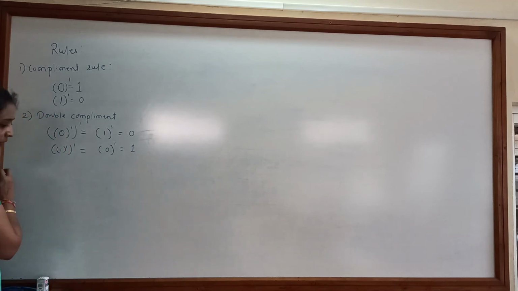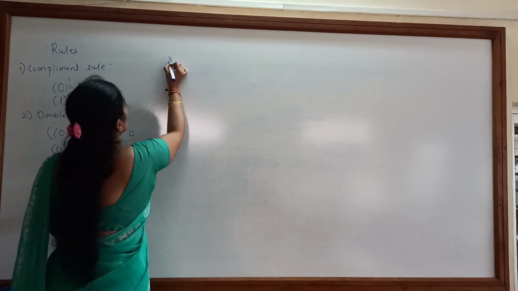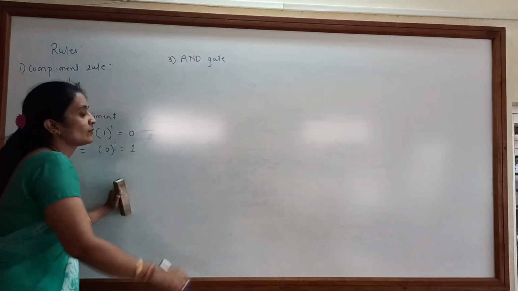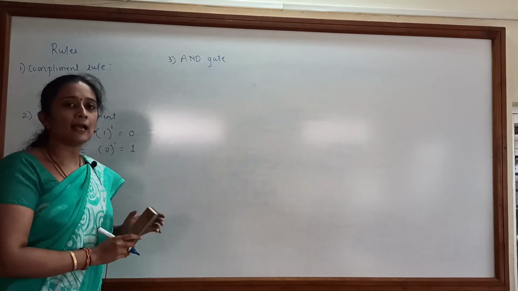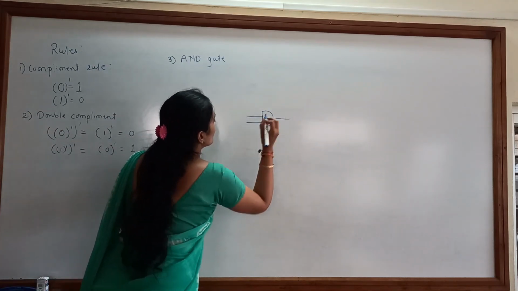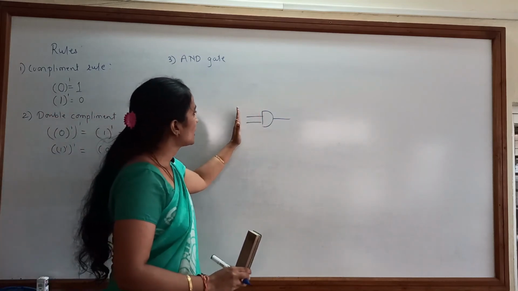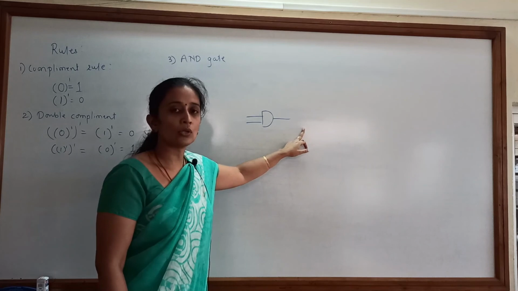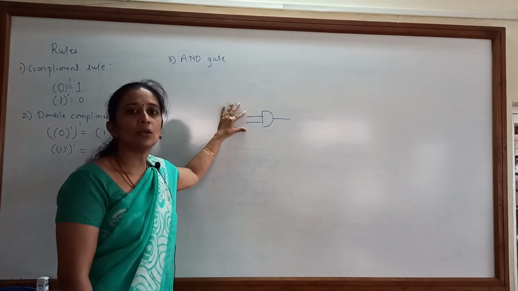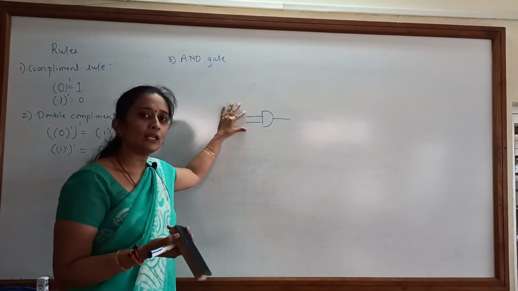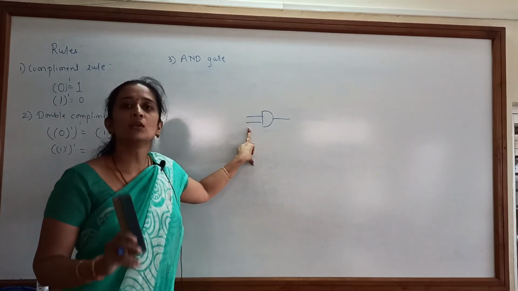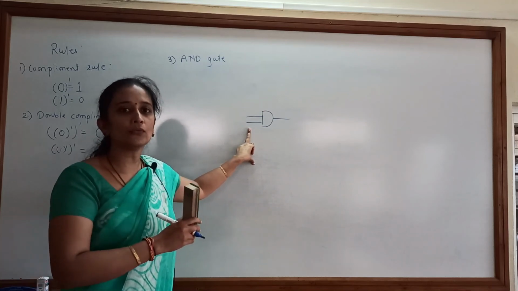This is the second rule. Third rule is the AND gate. From this rule, I will explain some of the gates. First gate is the AND gate. AND gate is always represented with a symbol like this. These are called the inputs. This is called the output. Only one output will be there for any gate, but there may be a number of inputs. There may be one input or more than one input. But for the AND gate, at least 2 inputs should be there, and you can increase the number of inputs.